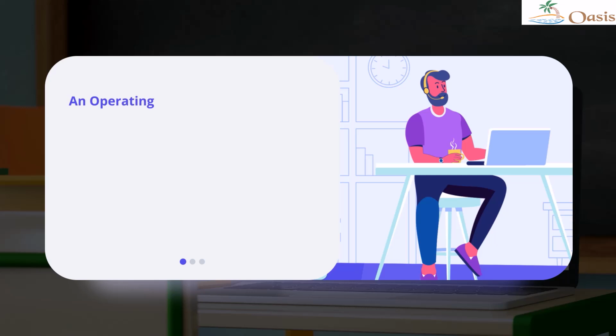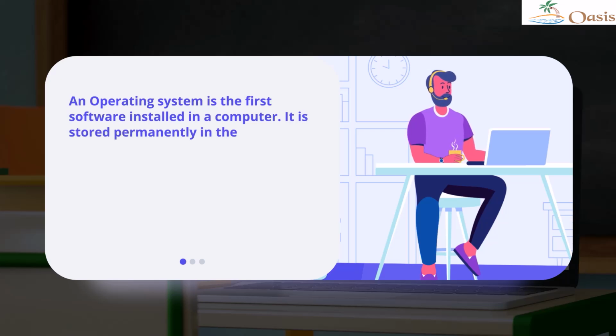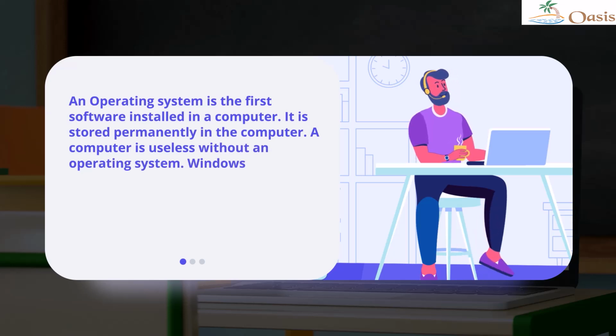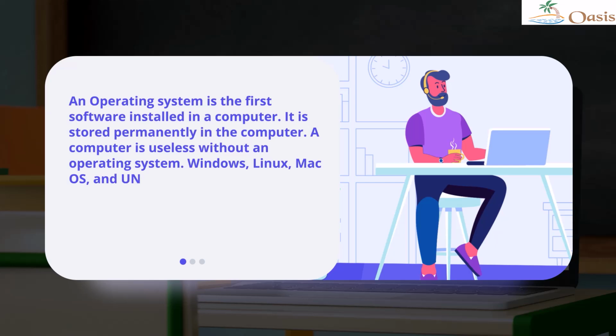An operating system is the first software installed in a computer. It is stored permanently in the computer. A computer is useless without an operating system. Windows, Linux, Mac OS, and Unix are examples of operating systems.